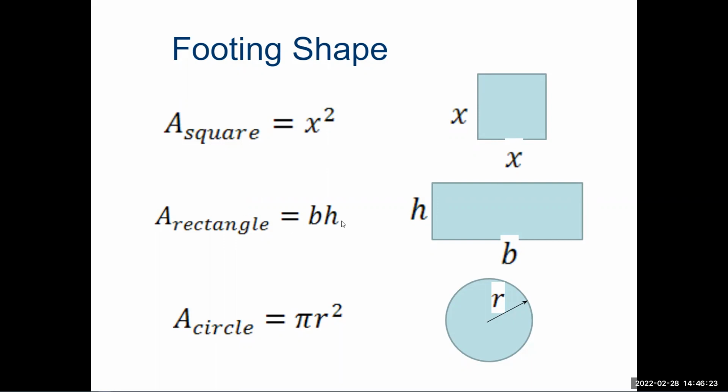Obviously, sometimes we'll see rectangular shapes. Sometimes these are useful, especially if we're going to add on to a pre-existing footing. Then we might make a rectangular shape where we just add to the sides. And then finally, the circular shape is also fairly common. So you find whatever area you have, divide it by pi, take the square root, and that'll give you the radius that you need for the circle.